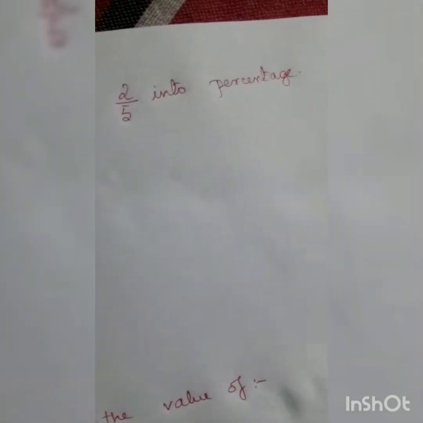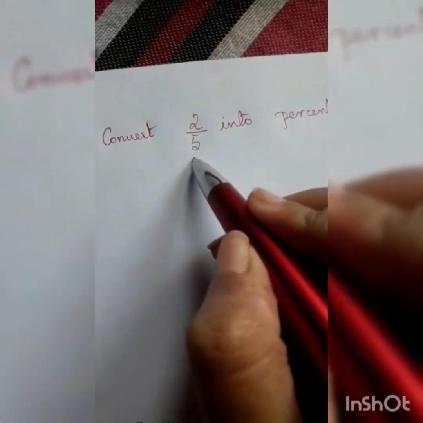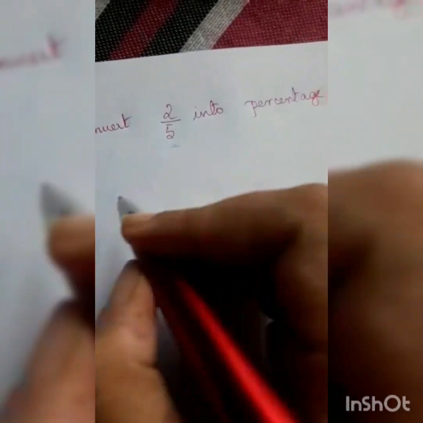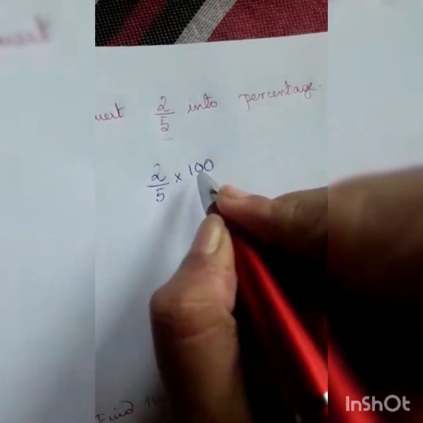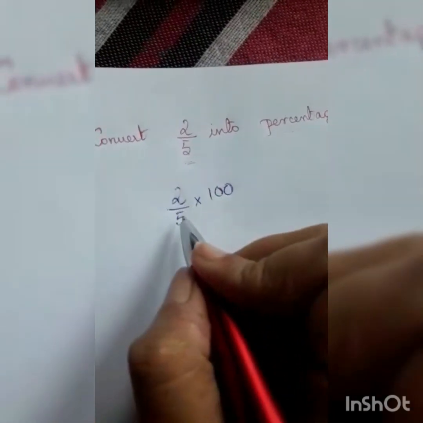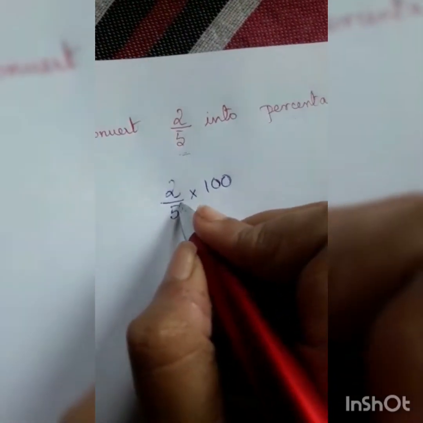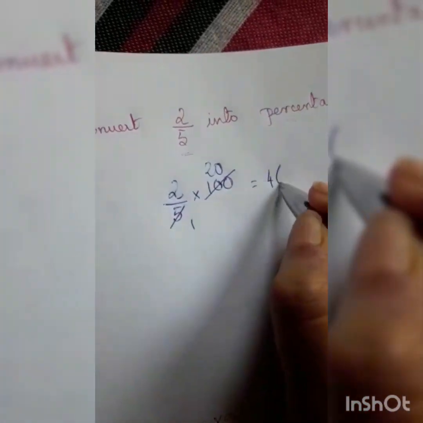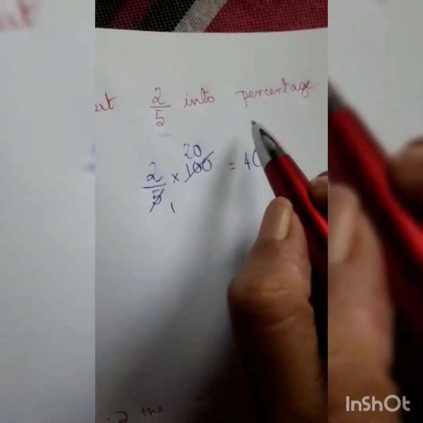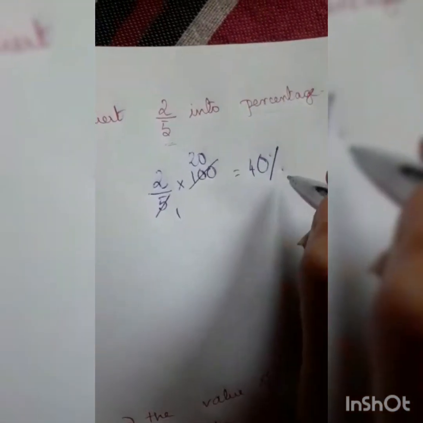See children, here you are asked to convert a given number into percentage. That is, convert 2 by 5 into percentage. Whenever you are asked to convert a number into percentage, always multiply the given number by 100. So I am multiplying 2 by 5 into 100. So I am going to get, that is my percentage. So I am putting the percent sign.